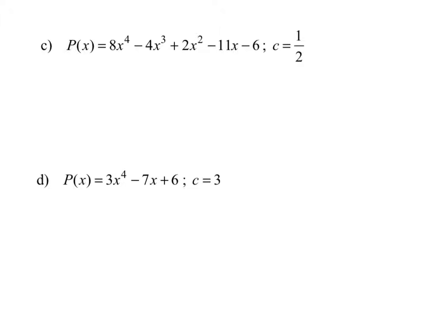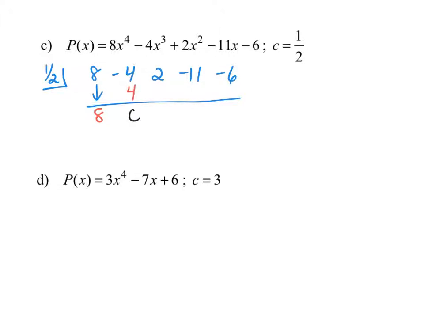Let's use synthetic division to evaluate p of x, the polynomial 8x to the fourth minus 4x to the third plus 2x squared minus 11x minus 6, where c is equal to 1/2. We use synthetic division here by putting 1/2 in the box, and the coefficients 8, -4, 2, -11, and -6. We bring down that first coefficient, 8, and multiply by the number in the box. 8 times 1/2 is 4. We add those together to get 0.